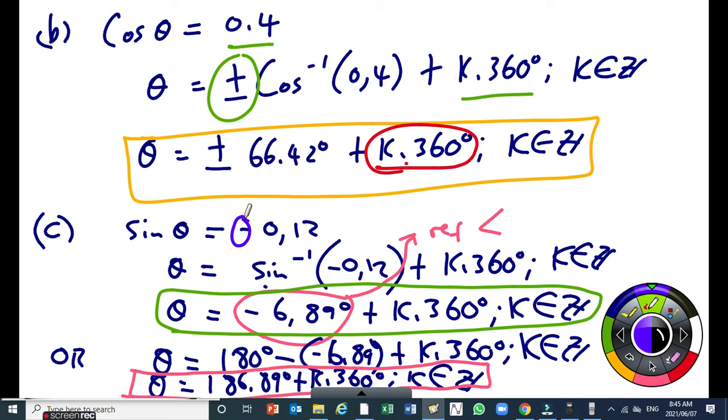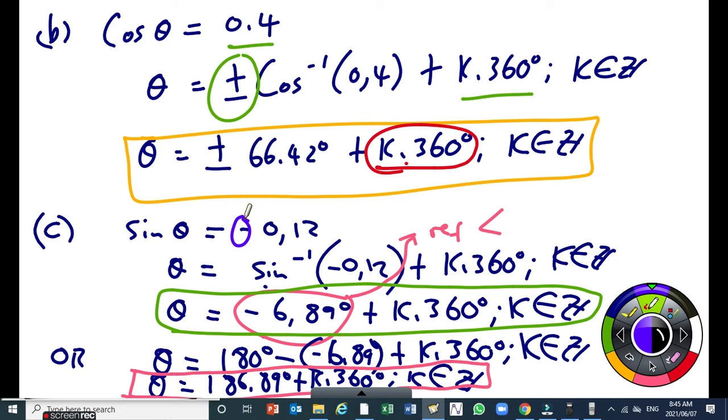Do you see that our ratio is negative? Between 0 and 360 degrees, in which quadrant is sine negative? The third and what? Fourth. Do you agree with me that minus 6,89 is in the fourth quadrant? Yes. Do you agree with me that 186 is in the third quadrant? Yes.